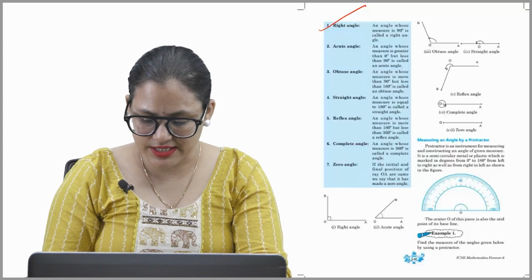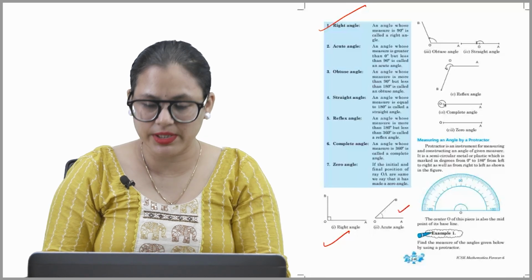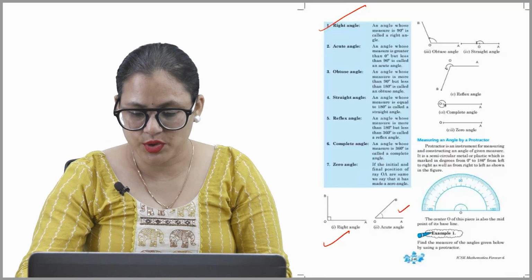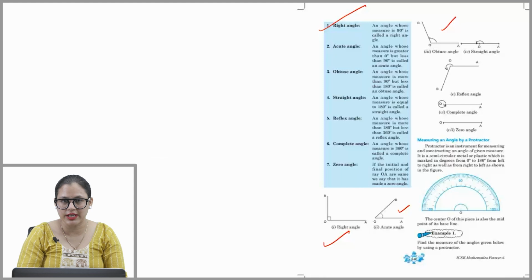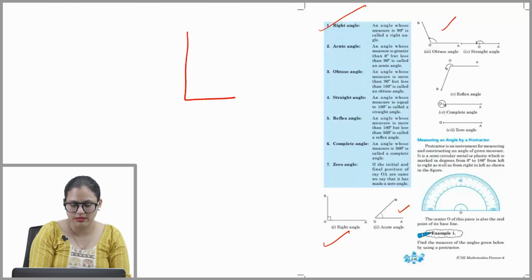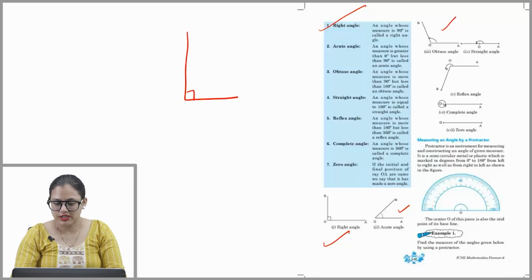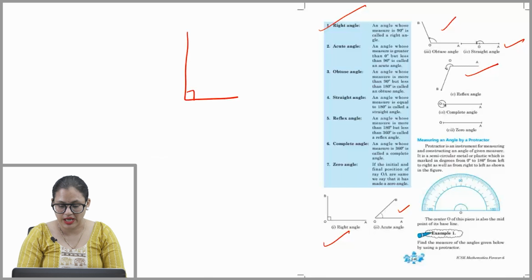As you can see here, this is a right angle. See, acute angle, because it is less than 90 degrees. Obtuse angle, it is greater than 90 degrees. You know, this is 90 degrees, or a right angle. Straight angle. This is a reflex angle, meaning greater than 180 but less than 360. This is a complete angle, okay, and this is a 0 angle, okay.